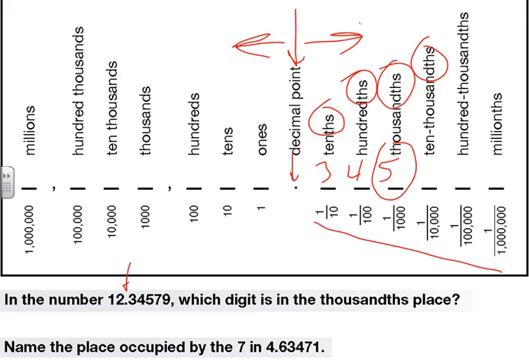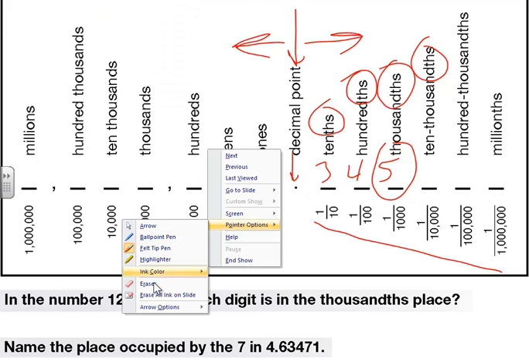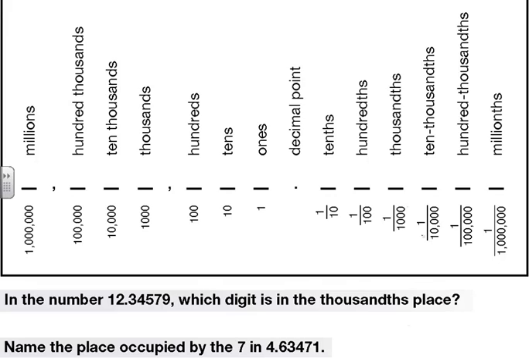Name the place occupied by the 7 in 4.63471. So I'm going to find my decimal point right there. I'm going to go 6 tenths, then the 3 hundredths, 4 thousandths, 7 ten thousandths. Ten thousandths is occupied by the number 7.